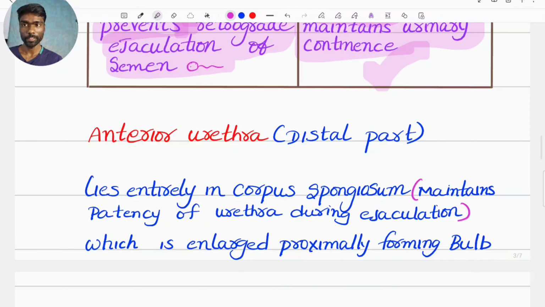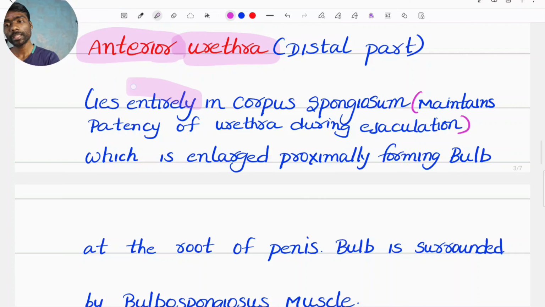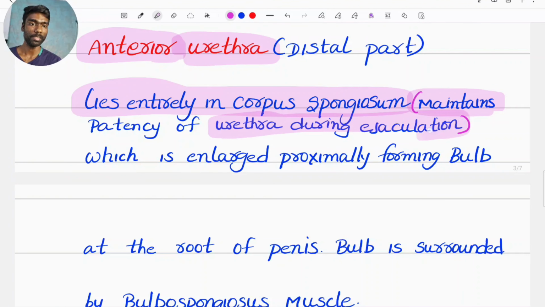Until here we have finished the posterior urethra, which is the proximal part near the urinary bladder. Now coming to the distal part, the anterior urethra. This distal part of the urethra completely lies within the penis, or in particular entirely in the corpus spongiosum of the penis. What is corpus spongiosum? It is nothing but a cylindrical erectile structure of the penis. It maintains patency of the urethra during ejaculation.